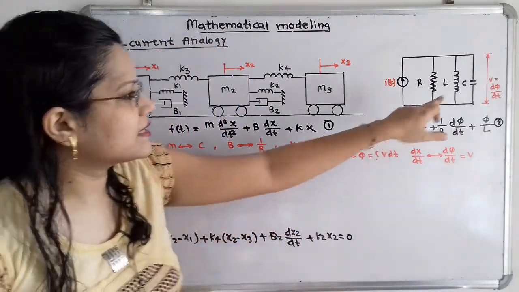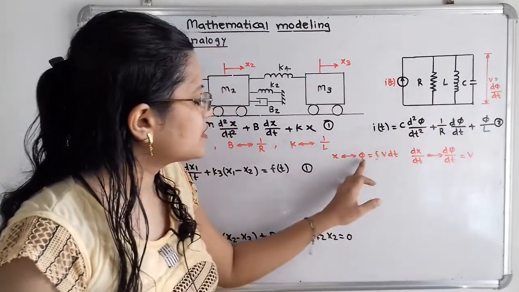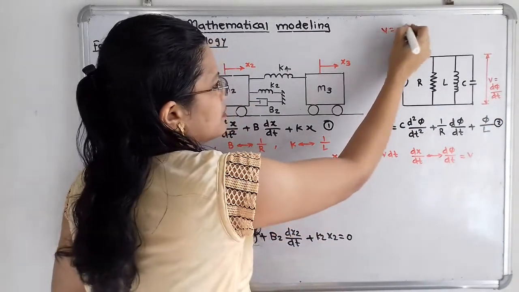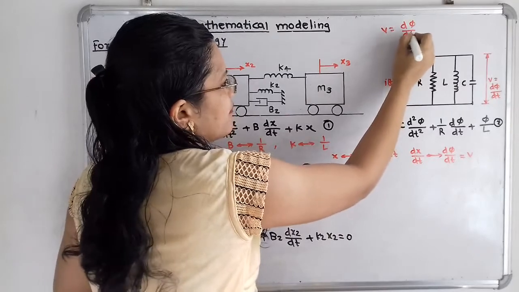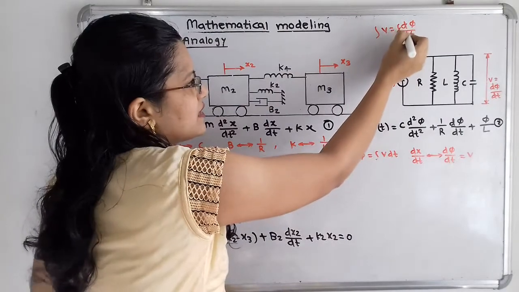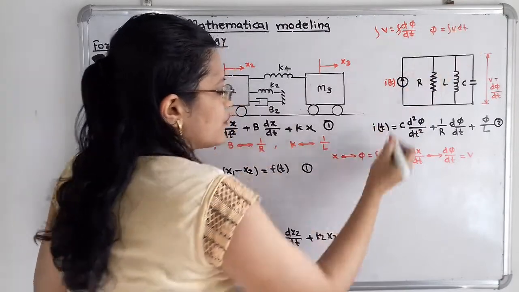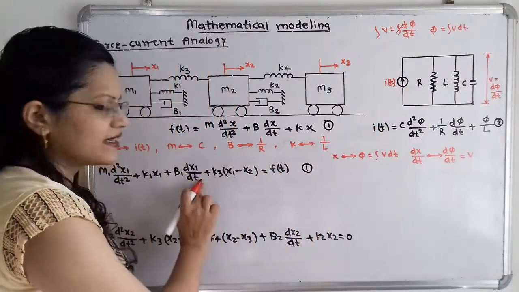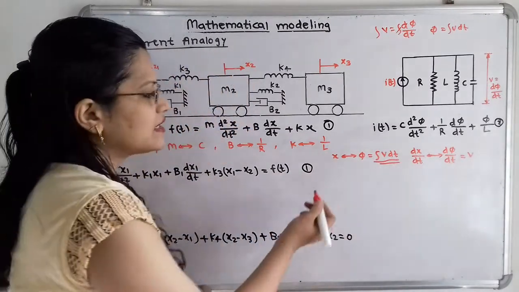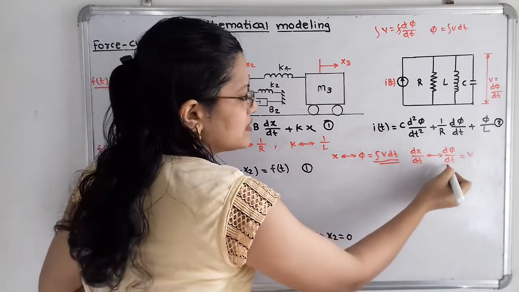So x is analogous to phi. V is equal to d phi by dt; this is an important relation. If I integrate both sides, the integration and derivative cancel, so phi is equal to the integration of V dt. So if x is there in the mechanical system, we write the integration of V dt. In the same way, dx by dt is analogous to d phi by dt. And what is this d phi by dt?